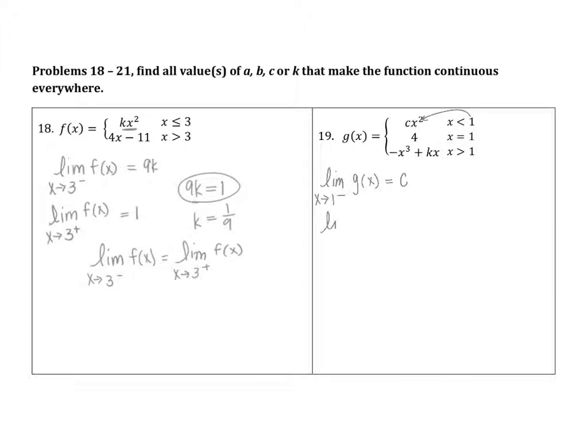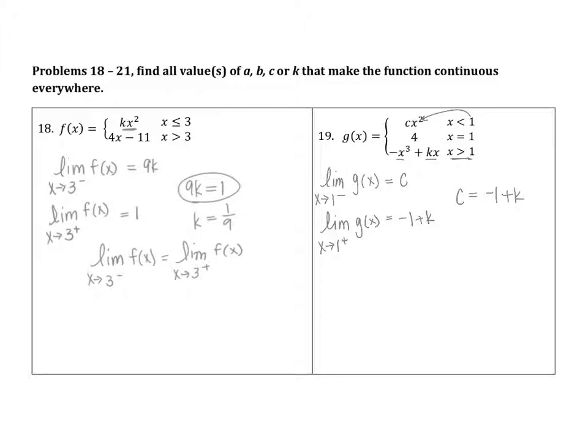And then the limit as x approaches 1 from the right of g of x. And that's going to be coming down here. So if I plug in a 1 there, I have a negative 1 plus k. And so notice what has to be true here. Our limit from the left has to equal our limit from the right. So that means c has to equal negative 1 plus k.